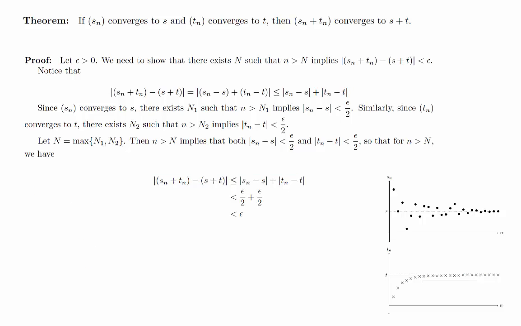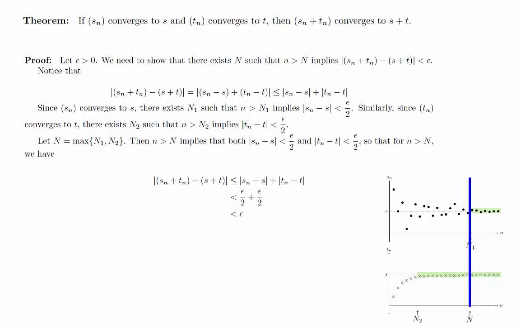Proof: let epsilon be greater than 0. We need to show that there exists a capital N such that little n greater than capital N implies that the absolute value of S sub n plus T sub n minus (S plus T) is less than epsilon. Notice that we can rearrange the left-hand side of this in the following way. Since S sub n converges to S, there exists a capital N sub 1 such that n greater than N1 implies the absolute value of S sub n minus S is less than epsilon over 2. Similarly, since T sub n converges to T, there exists N sub 2 such that n greater than N2 implies the absolute value of T sub n minus T is less than epsilon over 2.